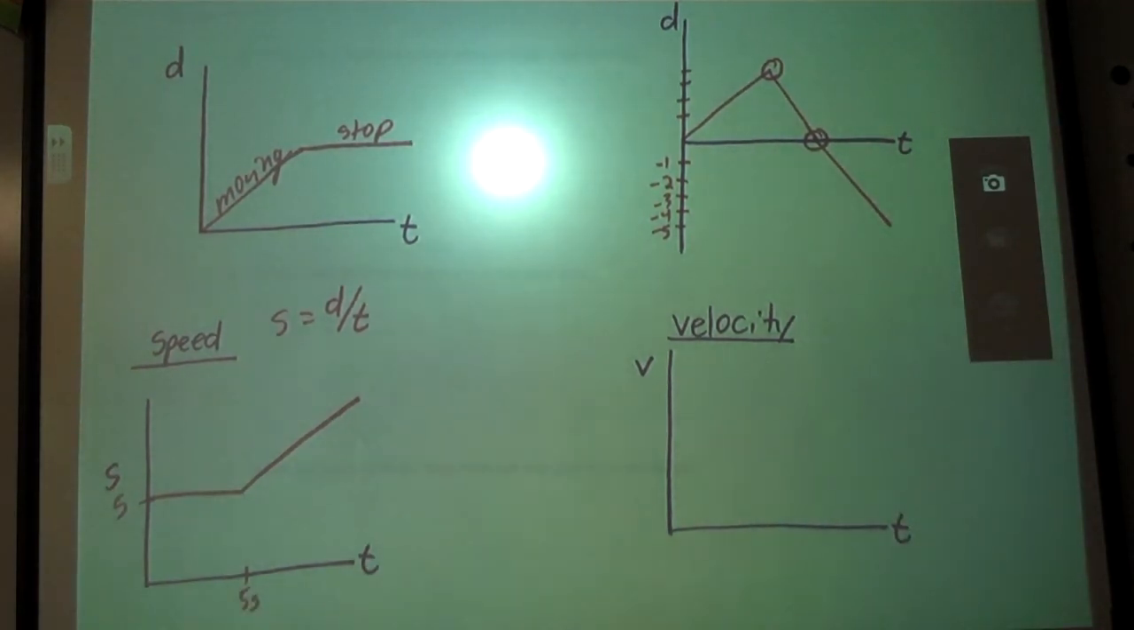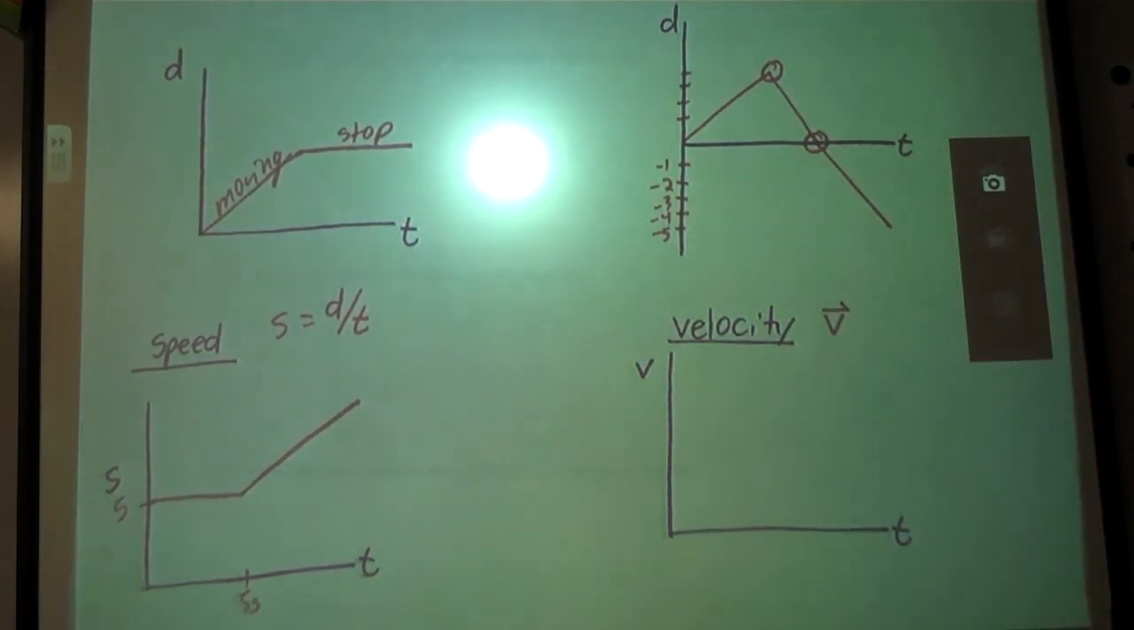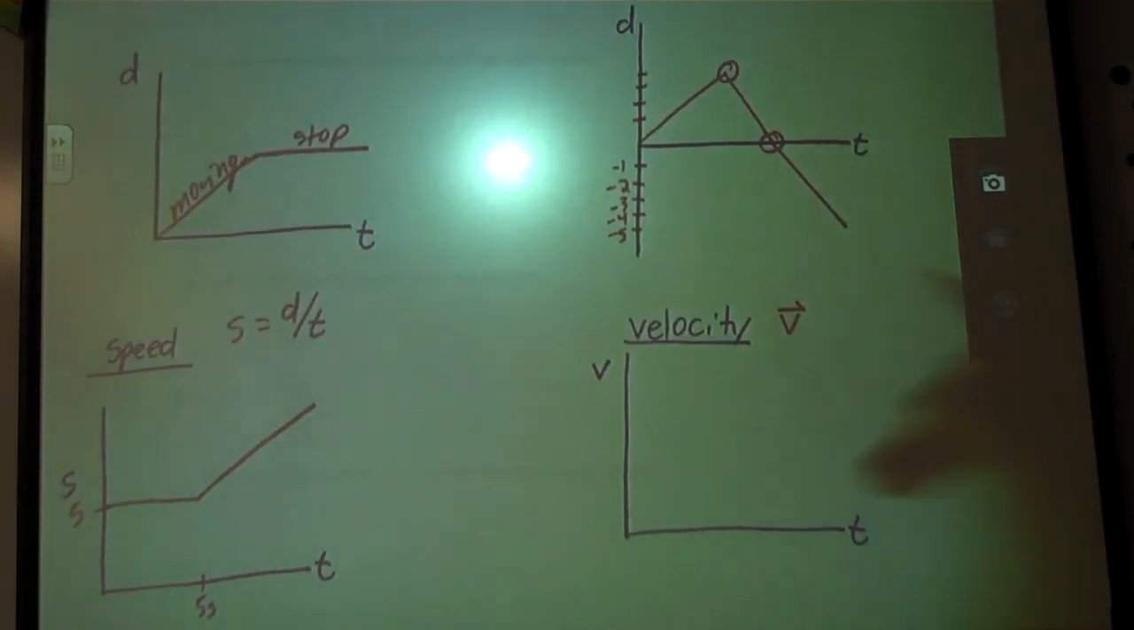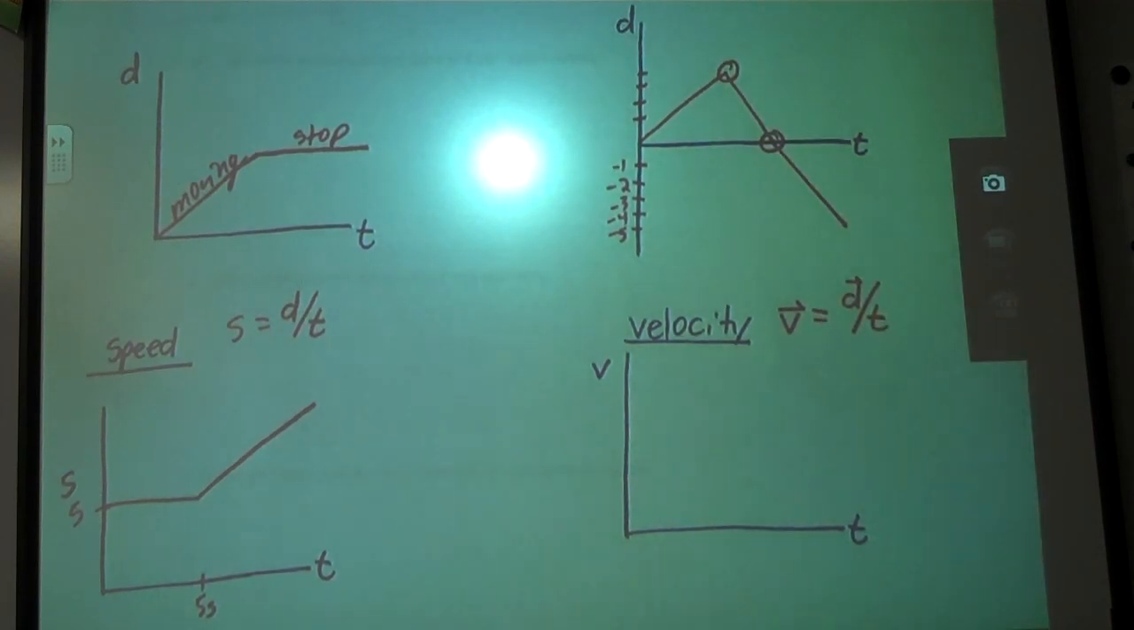Velocity, just like displacement, is the close cousin of distance, but displacement is distance with a direction. The same thing holds true with velocity. Velocity is speed with a direction. So in this case, velocity is in fact a vector. It has a magnitude and a direction. And we use displacement. I'll give it the vector hat just so you know it's displacement over time.